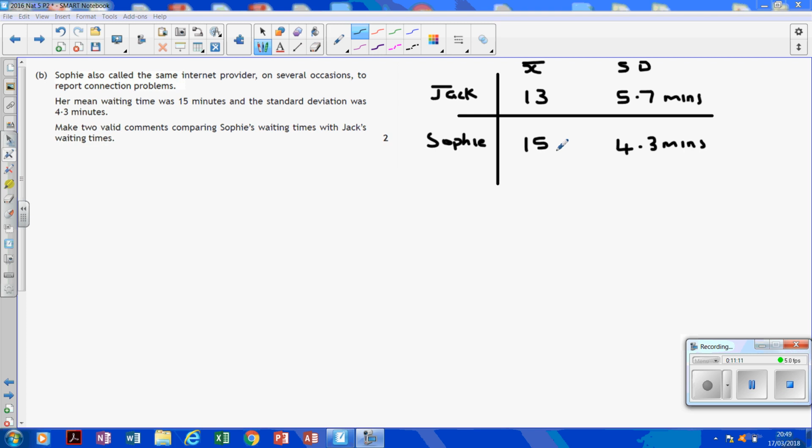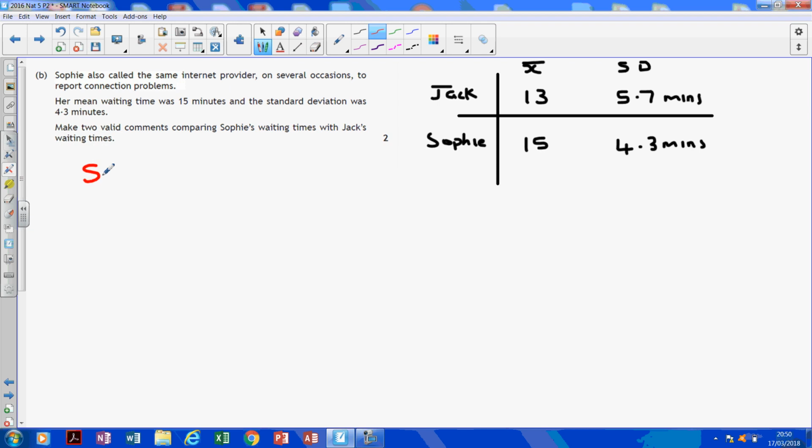So basically it means that Sophie had longer waiting times. Right, so you write that down. So Sophie, on average, had longer waiting times. Now, the next thing we do is we now compare the standard deviation. Now remember, standard deviation is about consistency and it's about spread. The difference between the highest and the lowest is about the spread.